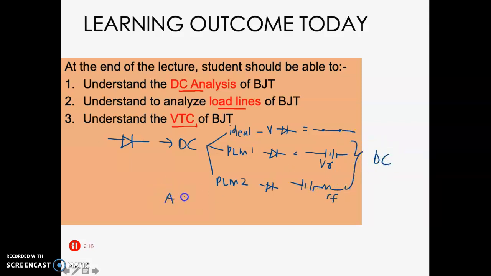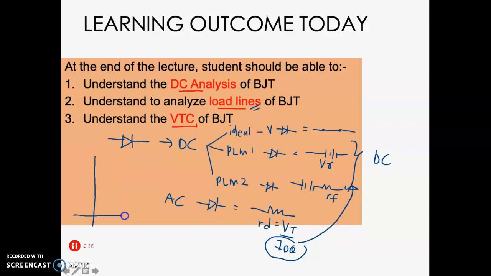How about the AC analysis of your diode? You need to replace your diode with one resistor that we call RD. What is the formula for RD? VT over IDQ. So where can you get your IDQ? From your DC analysis.